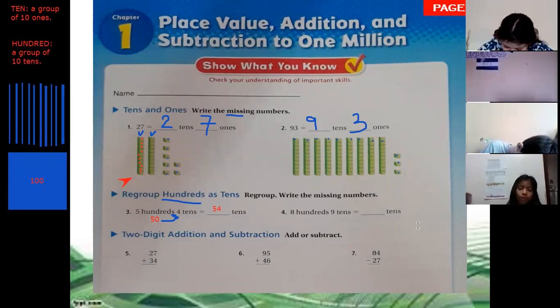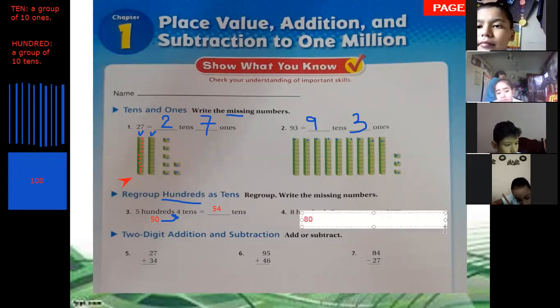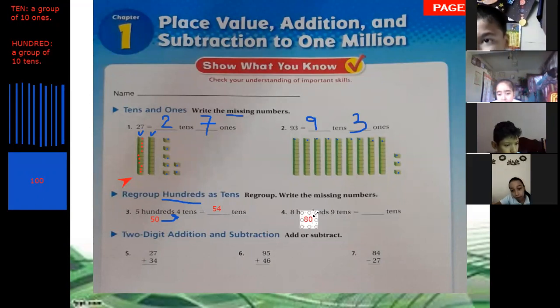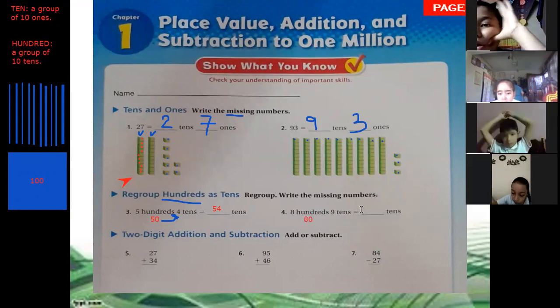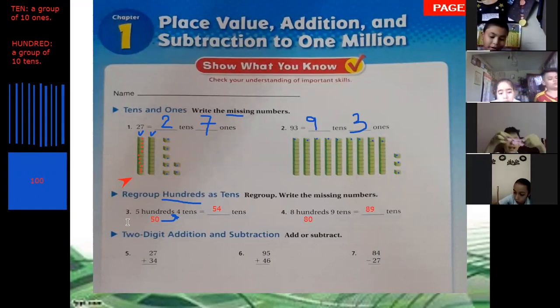Now in the next one, Santiago, 800 in tens. How many tens are in 800? 89. But my question was, how many tens are in 800? It's 80. And if we include the 9 tens that appeared in the book, we have 89 tens. Excellent, Santiago.